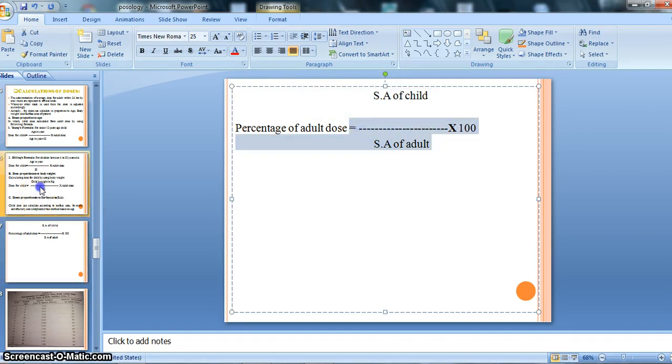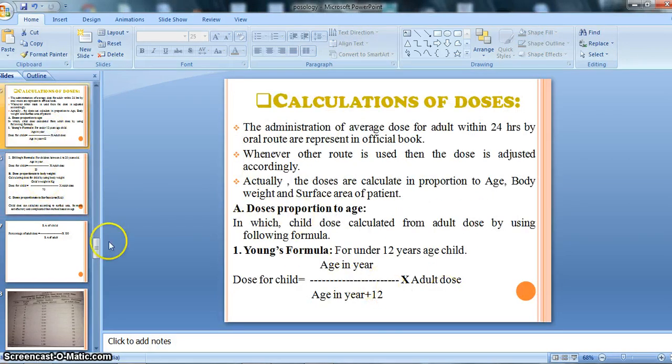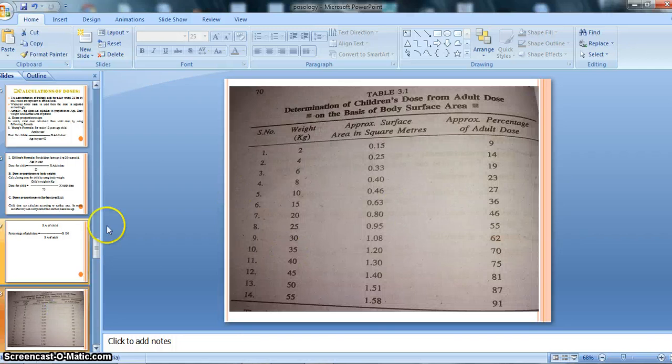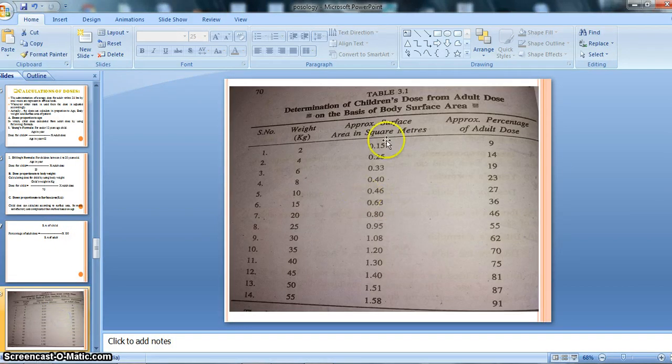That's why generally this formula is used. For this formula we can follow this table. There is a determination of child dose from the adult dose on the basis of body surface area. On the basis of body surface area we can calculate the child dose from the adult dose.